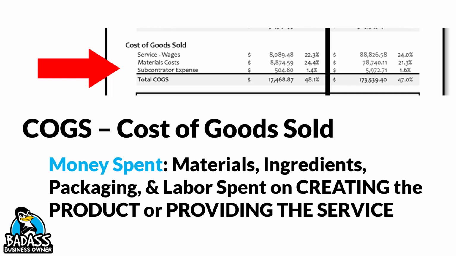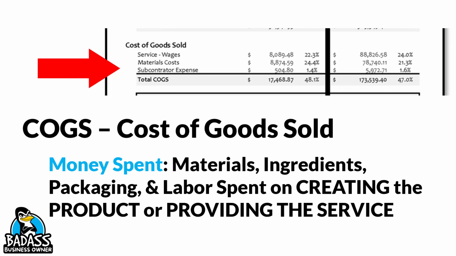And this is all money spent on materials, ingredients, packaging, and labor that is spent on creating the product or providing the service. There's different types of labor, and I'm going to talk about that here in a minute. But for cost of goods, just think of it this way. If it is part of providing the product at all, either making it or providing it if you're a service-based business, it's going to be under cost of goods, because really what you're selling as a service is the actual service, which is the install.